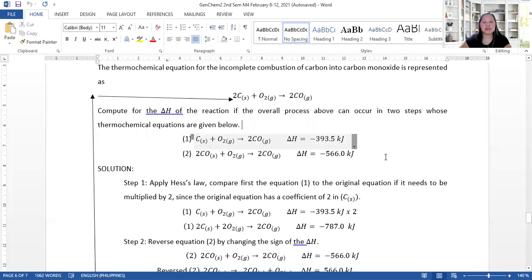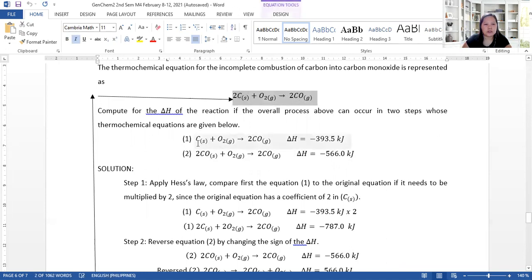So we have here two steps, okay. We have here two steps. So the number one, for us to get this one, yung pinaka-original equation, we need to follow these two steps. Don't worry because this one is already given, okay? You just have to follow the law of Hess.